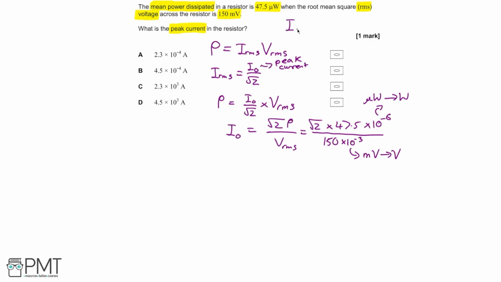And this gives us a value of I0 equal to 4.4783 times 10 to the minus 4 amps, which is approximately equal to 4.5 times 10 to the minus 4 amps. Therefore, our answer is B.